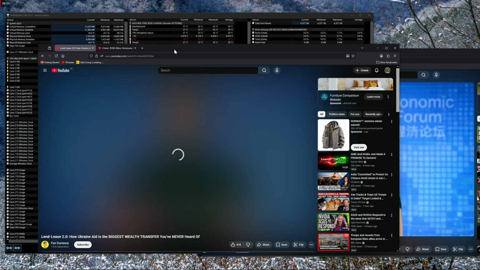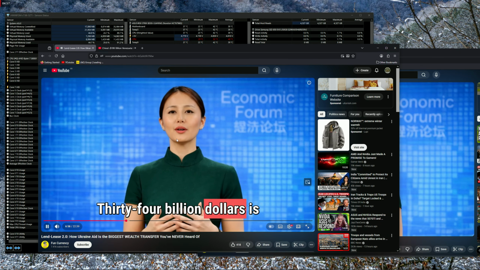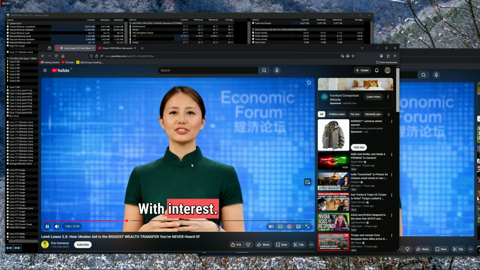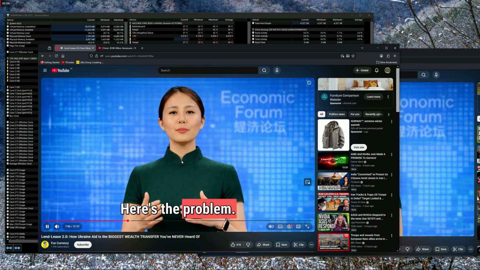$1 billion is not aid, it's loans. Ukraine has to pay it back with interest. Low interest, but still interest. 10 to 30-year terms. Here's the problem.